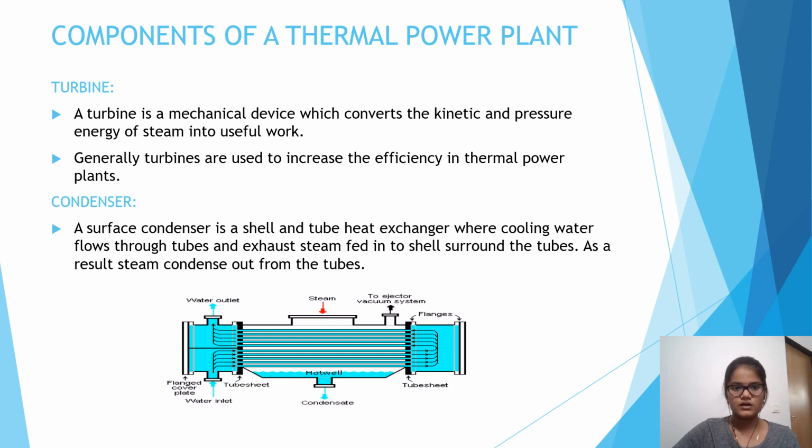Generally, turbines are used to increase the efficiency in thermal power plants. Condenser. A surface condenser is a shell and tube heat exchanger where cooling water flows through the tubes and exhaust steam is fed into the shell surrounding the tubes. As a result, steam condenses out from the tubes. The picture below depicts a typical condenser.